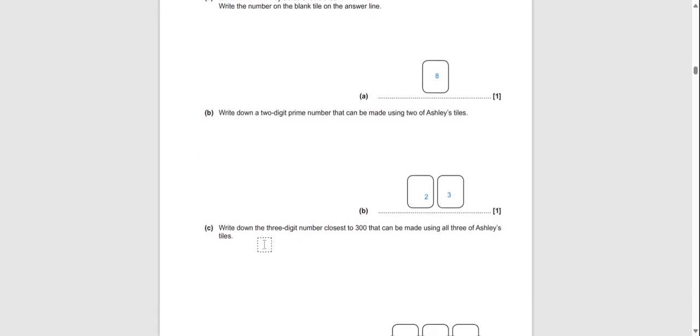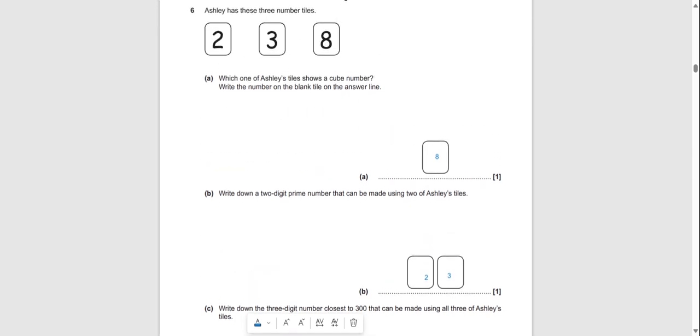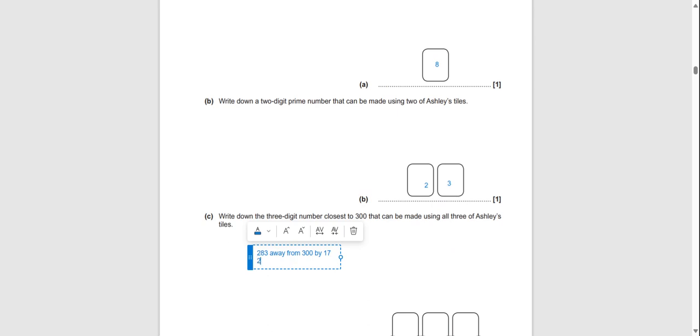What else can we have? So 283 is how many away? Away from 300 by 17. Or we can have 328. That's away from 300 by 28.